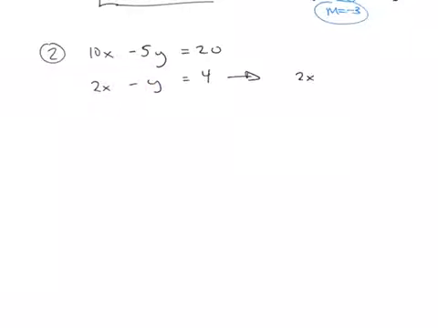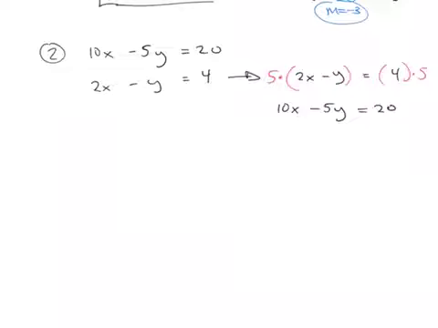I'm going to take this 2x minus y equals 4 equation, and I'm going to multiply it by 5 on both sides in order to try for that elimination move. On the left-hand side, using the distributive property, I get 10x minus 5y, and on the right-hand side, I get 20. And now I should hopefully notice that 10x minus 5y equals 20 is equivalent to the top equation. So I manipulated this bottom equation into the top equation. So these two equations seem to be identical.